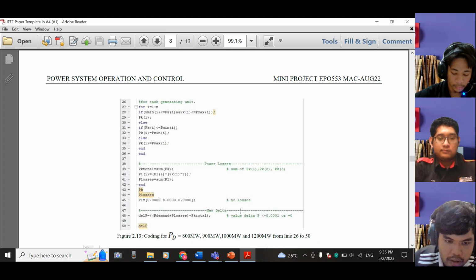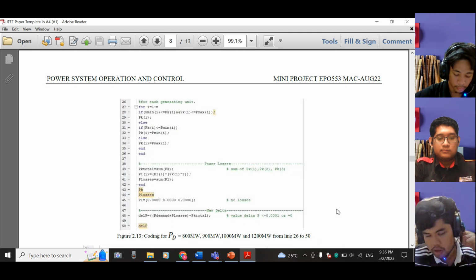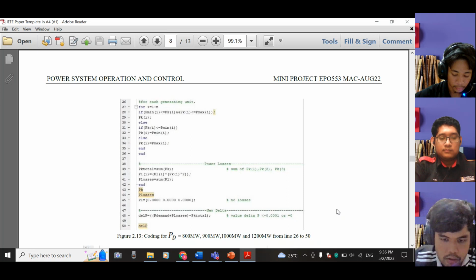Next, to find the delta P. This is the formula for delta P. For the value of delta P, we have chosen the last iteration, after we get the value of delta P that is below negative 0.001, the tolerance of 0.001. So next.